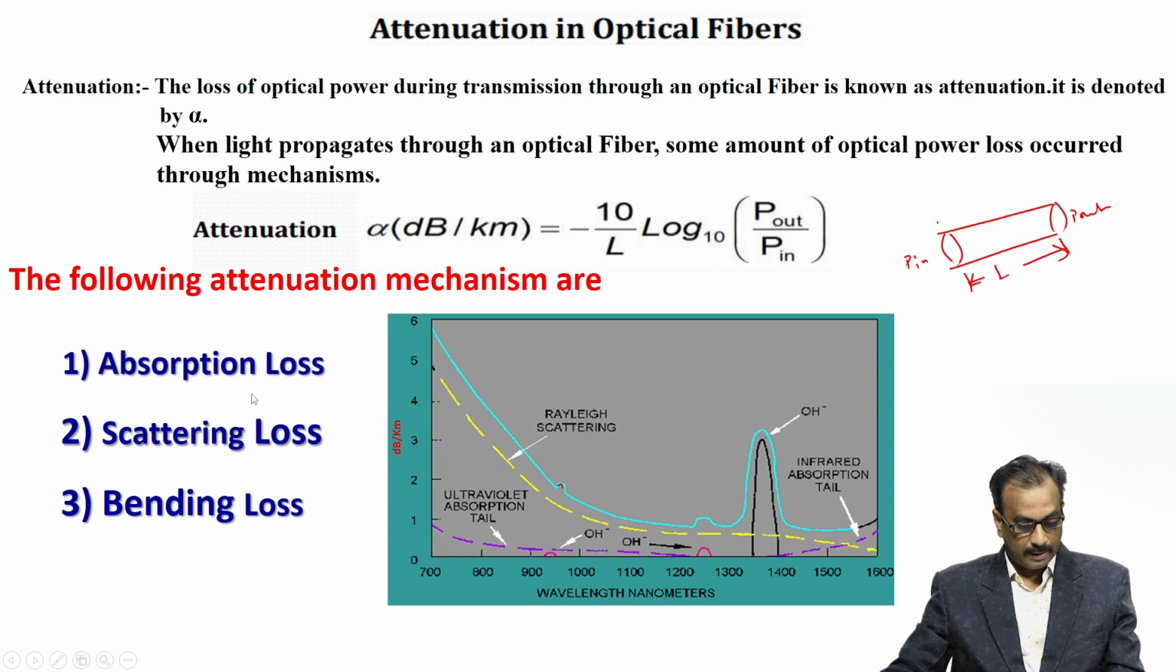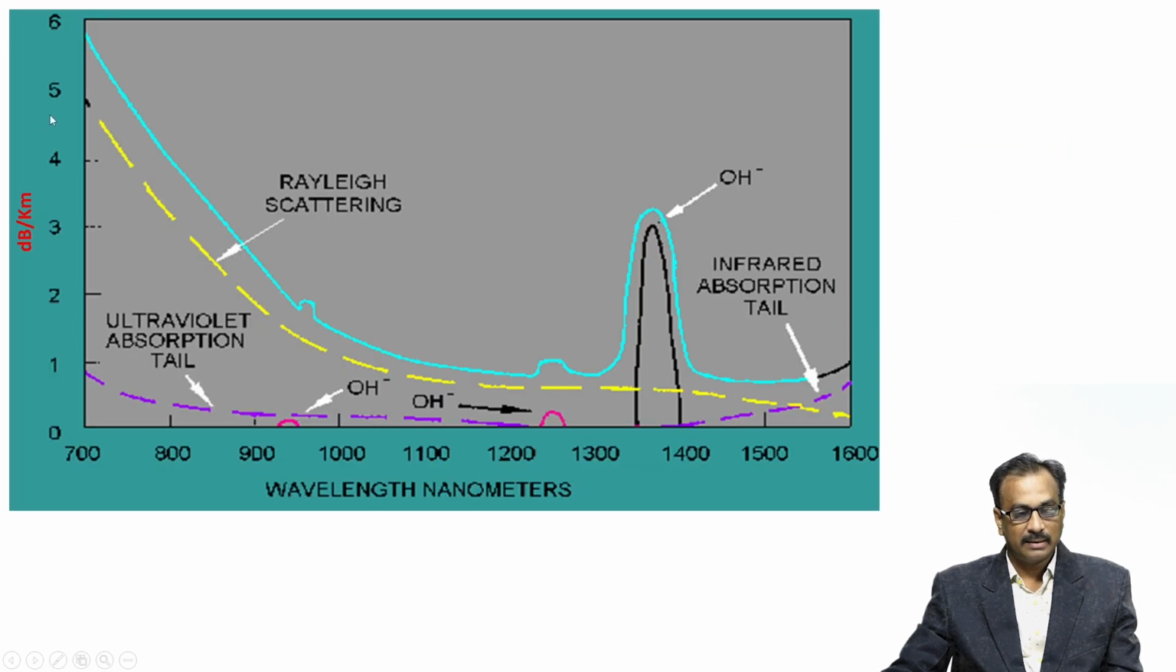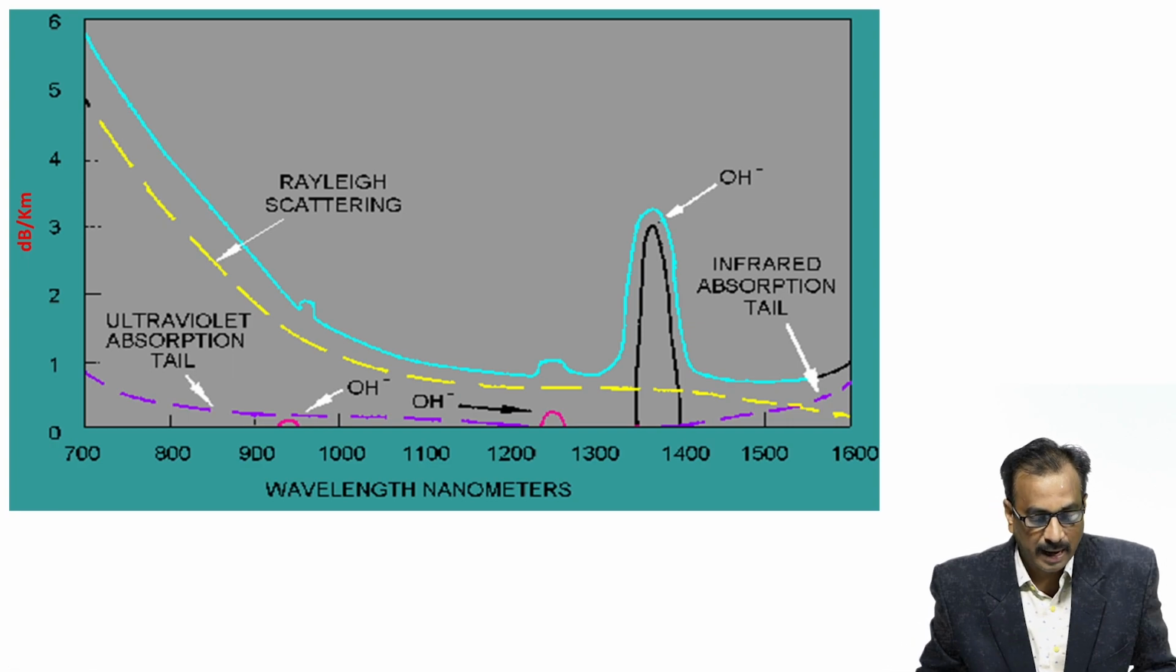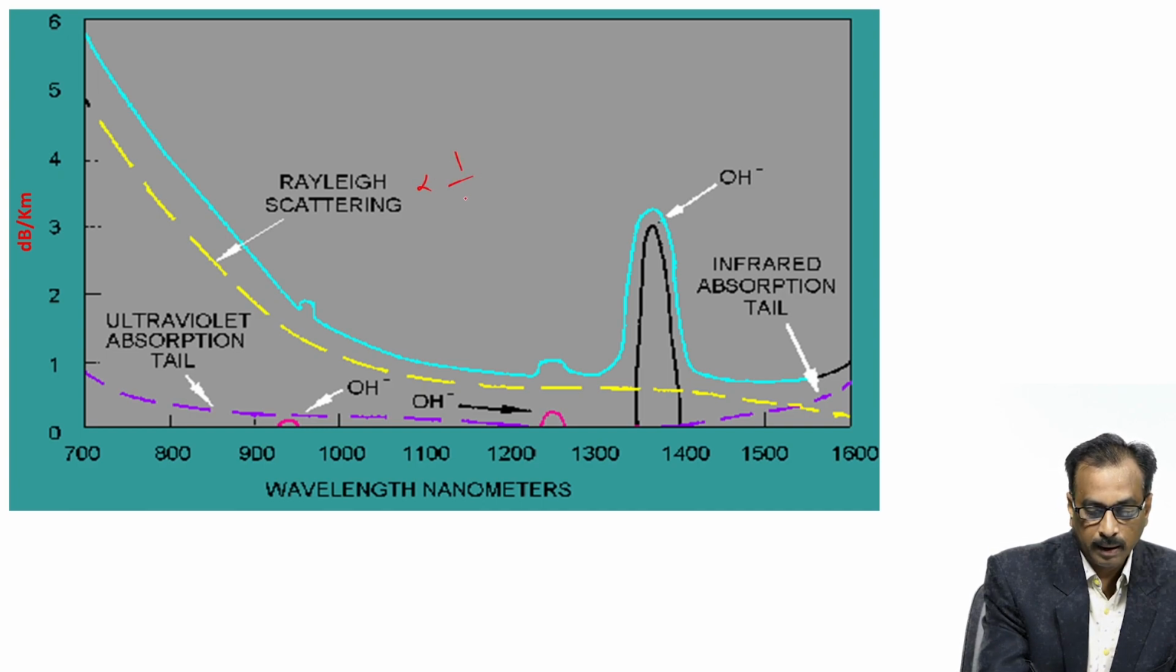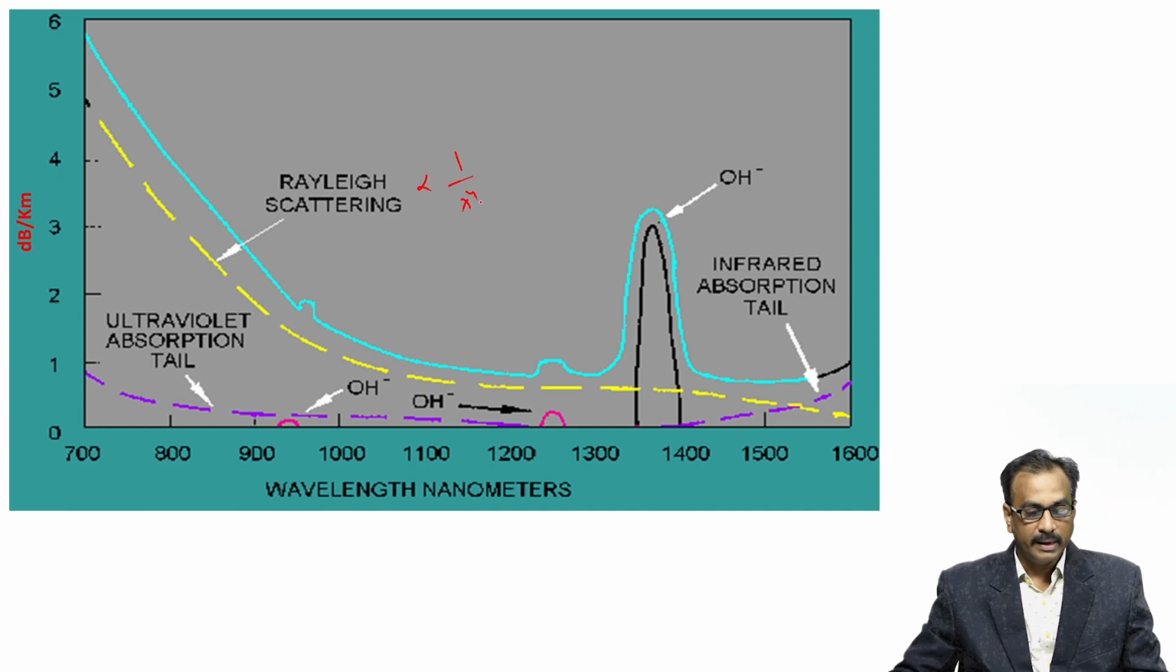And the scattering loss. The scattering loss is also a wavelength dependent loss. The Rayleigh scattering loss is proportional to 1 by lambda power 4. That means as the wavelength increases, the scattering loss also decreases. It depends purely on the wavelength.